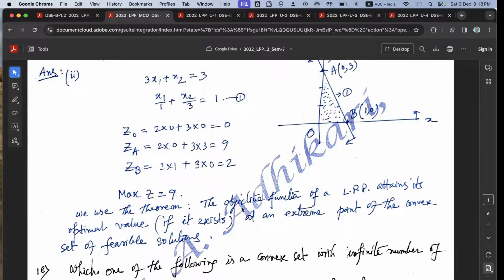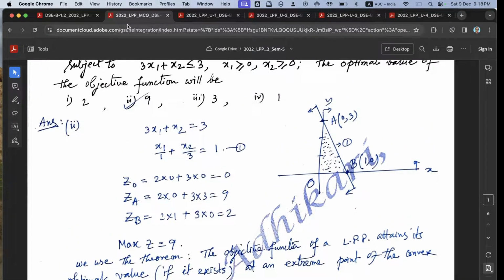So we use the theorem: the objective function z of an LPP attains its optimal value, if it exists, at an extreme point of the convex set of feasible solutions. Correct option is 2.